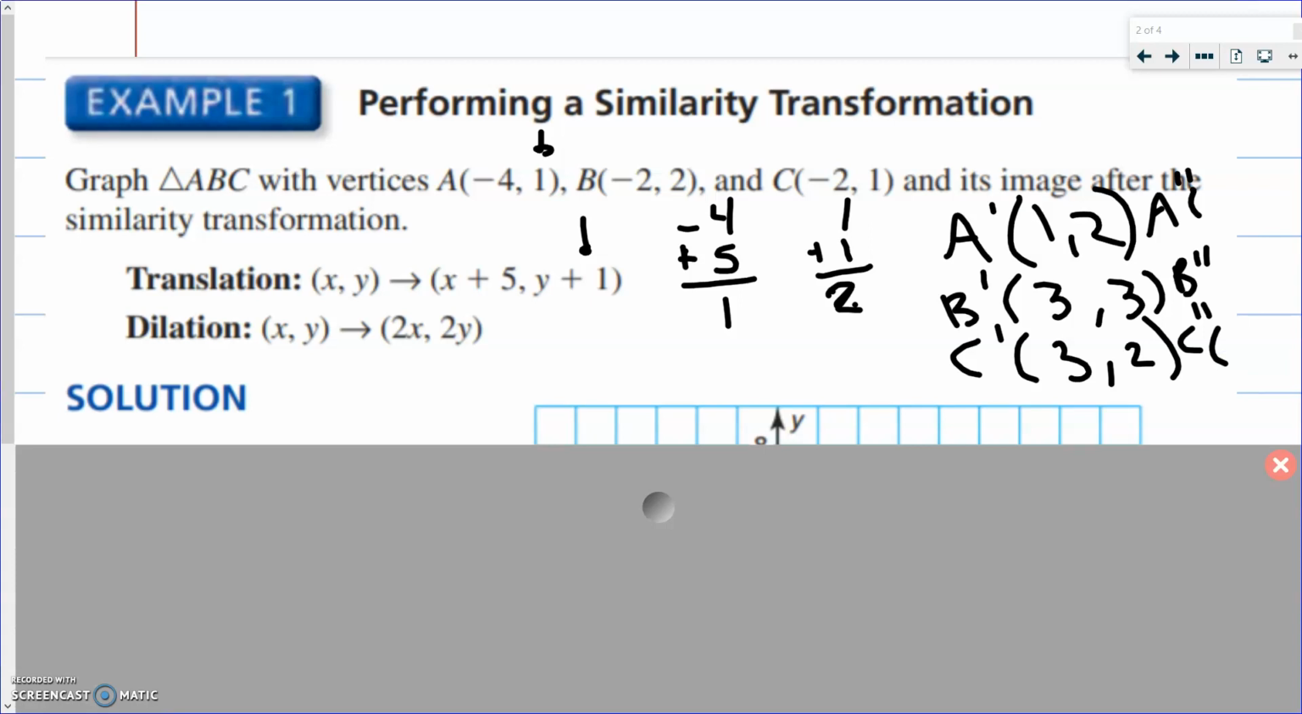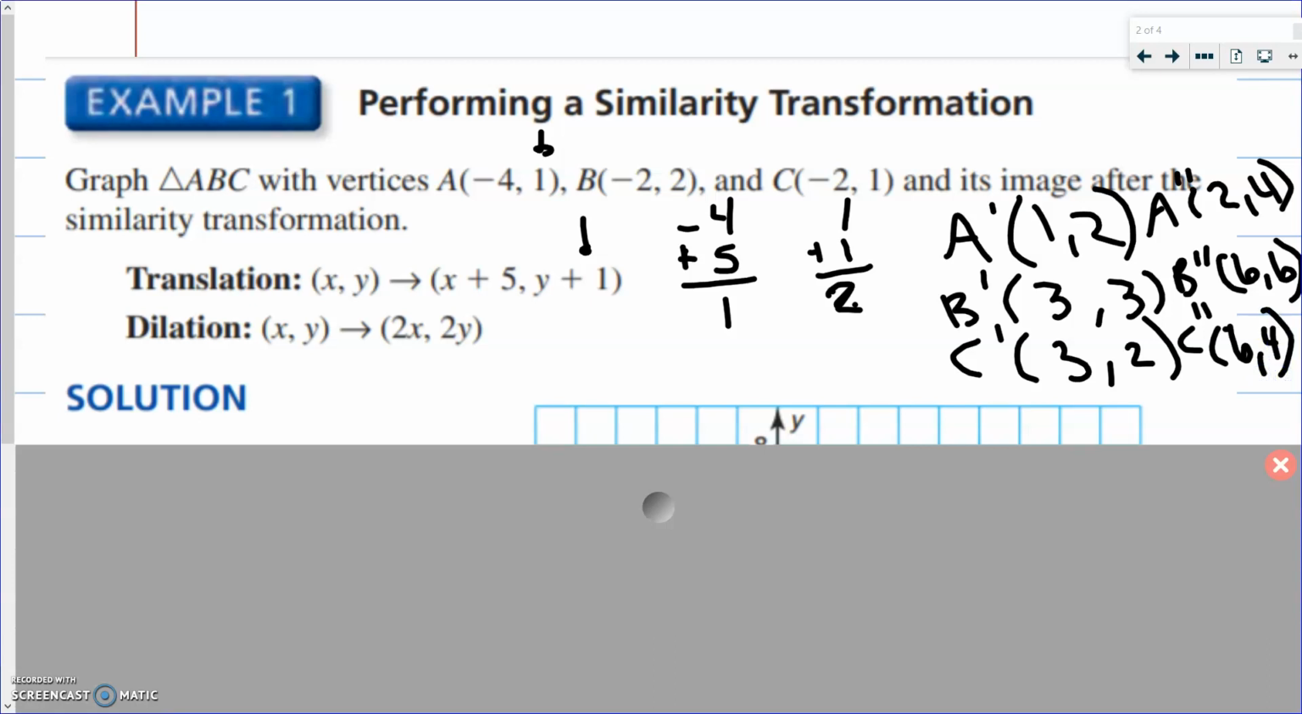So 1 times 2 is 2. 2 times 2 is 4. 3 times 2 is 6. 3 times 2 is 6 again. And then 3 times 2 is 6. 2 times 2 is 4.